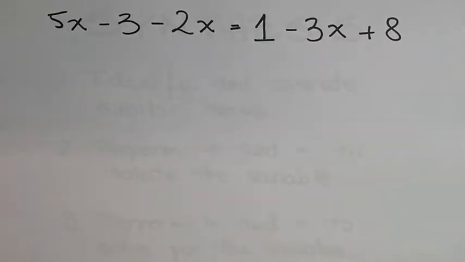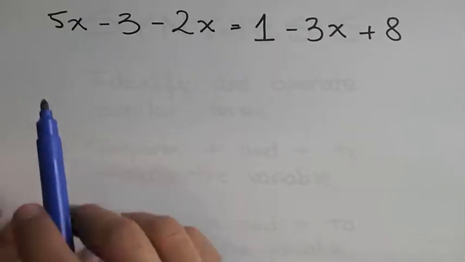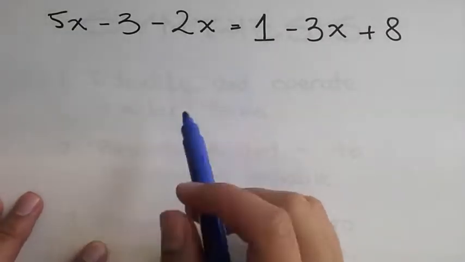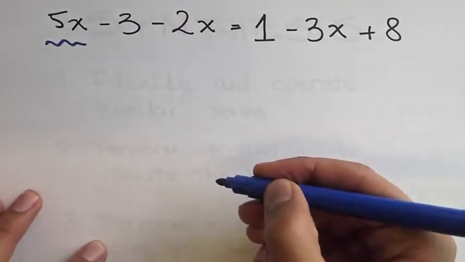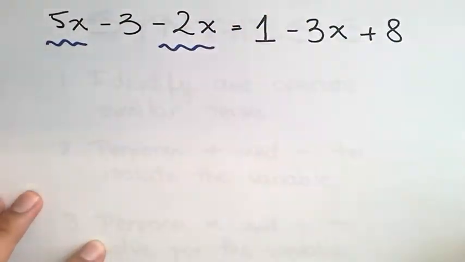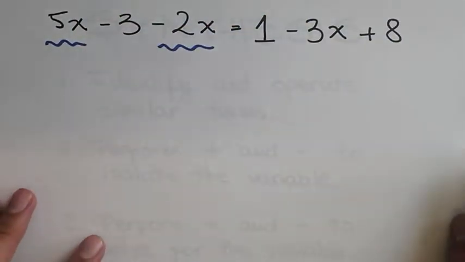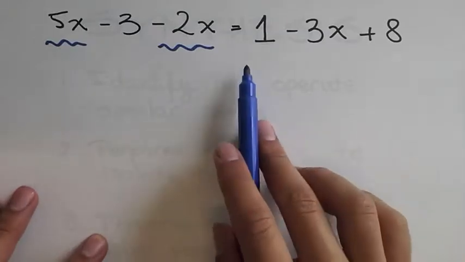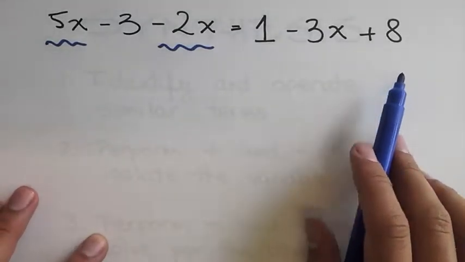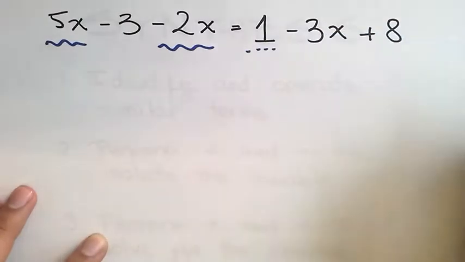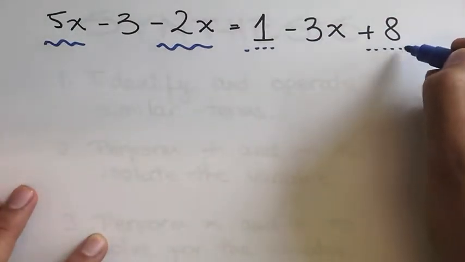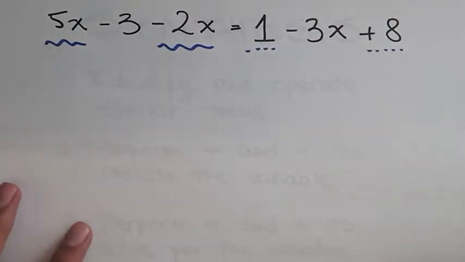5x minus 3 minus 2x is equal to 1 minus 3x plus 8. Our first step here is to identify on each side of the equation similar terms. If you look at the left side of the equation, 5x is similar to negative 2x because both of them are terms that have the variable. On the other hand, if you look to the right side of the equation, 1 is similar to 8 because they are the terms that don't have a variable.